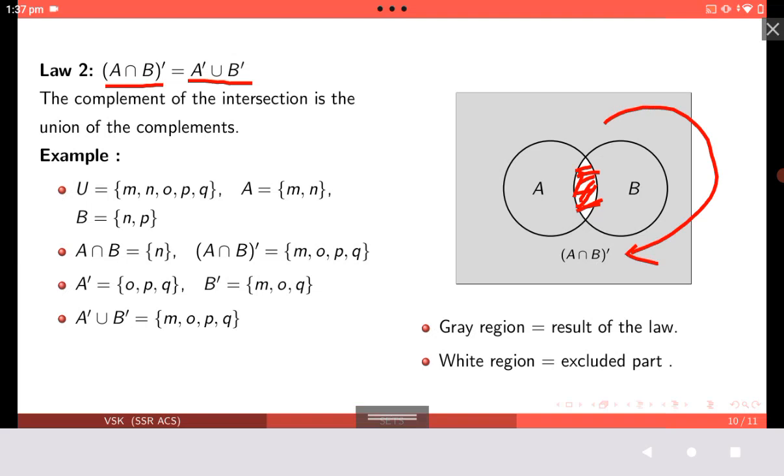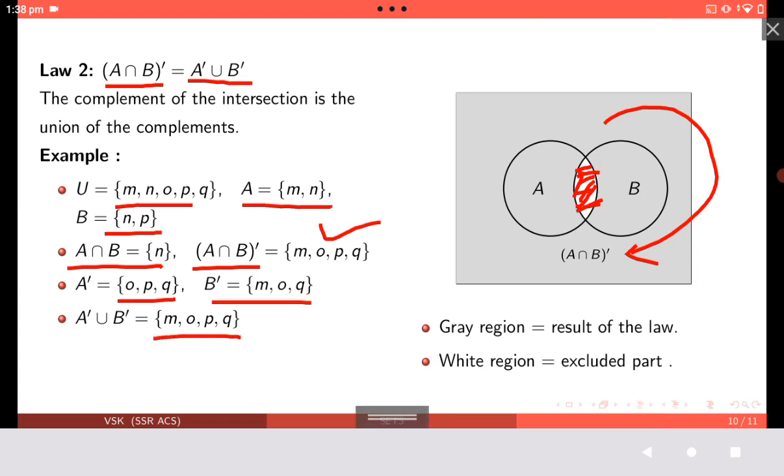Let us understand this by an example. Let us take U equal to this, A equal to this, and B equal to this. So what will be A intersection B? This will be N. What is the complement of A intersection B? This will be this set. And what is A dash? A dash will be this set. B dash will be this set, and their union is again the same as M, O, P, Q. So clearly these two sets are equal. So we can say this is proved with a particular example. In general, we have not proved this, but this example verifies that this law is true.